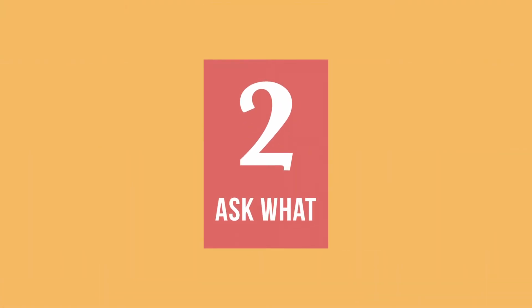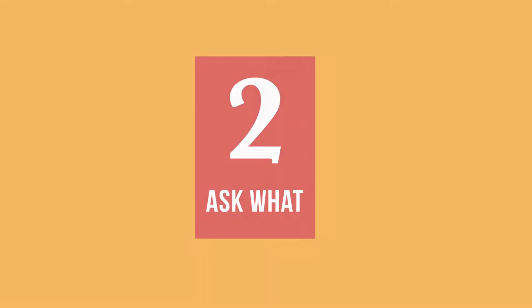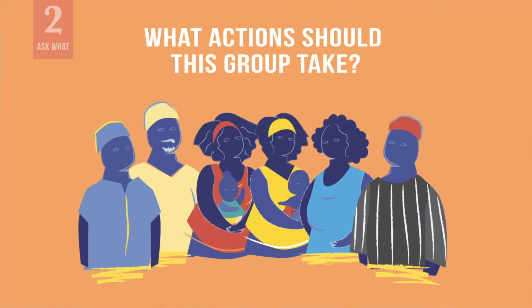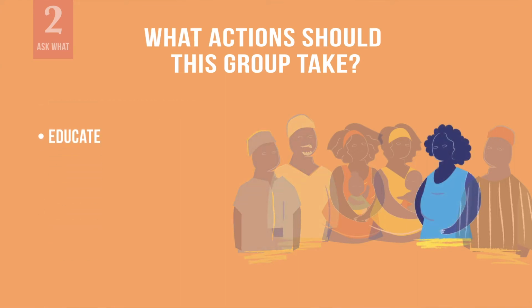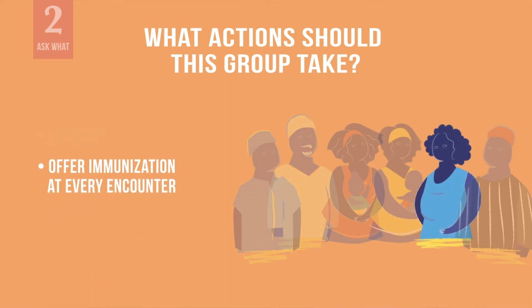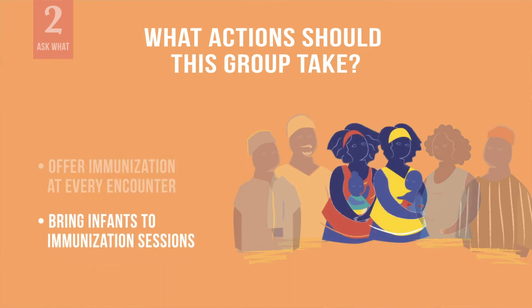Next, ask, what is the main message to each of these groups? To help focus your message, first consider, what actions do we want this group to take? For example, you may want religious leaders to promote immunization. You also want health workers to educate caregivers and to offer immunization at every encounter. And, of course, you want caregivers to bring their infants to immunization sessions.